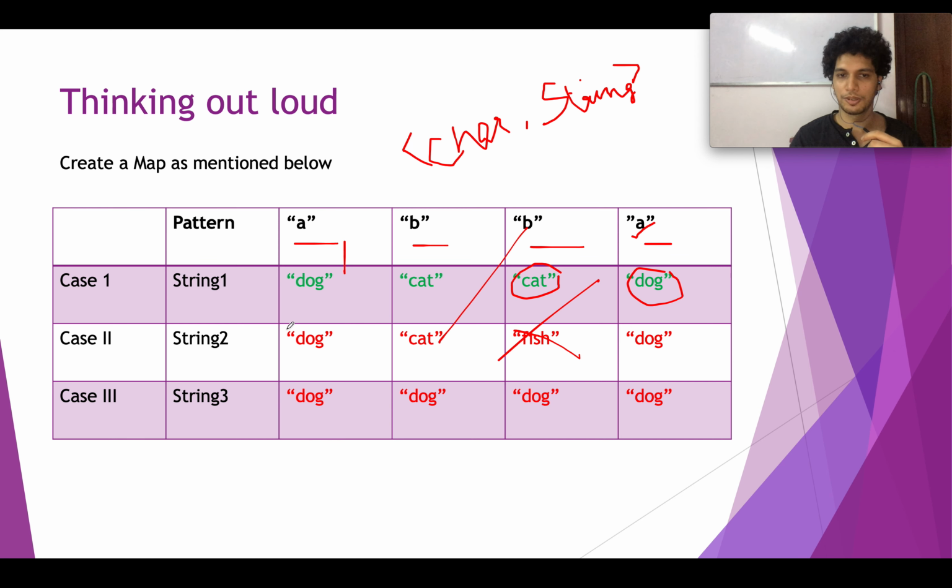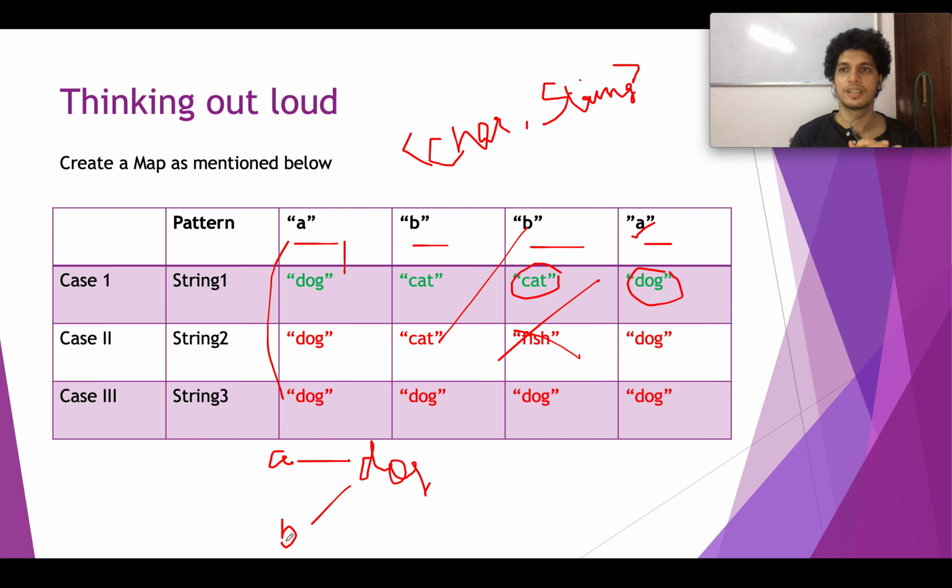Now comes the third case. A maps to dog, and B is again being attempted to be mapped to dog. Since dog has already been used in the past, you can't remap to some other value. What it means is, if A has used dog, B can't use dog. So there's a one-to-one mapping between these two. You can't have many keys mapping to the same value.